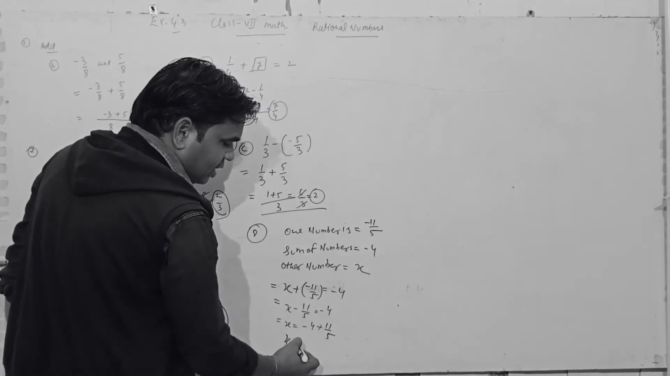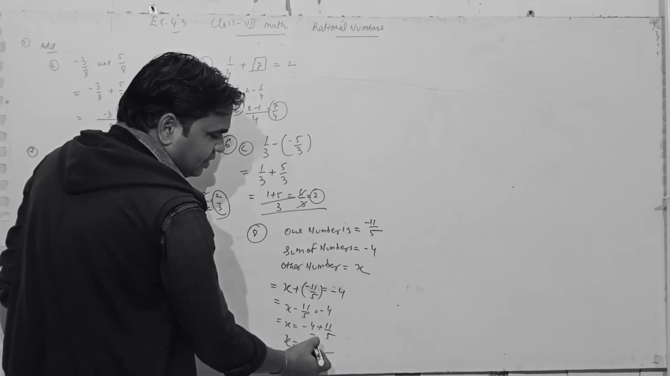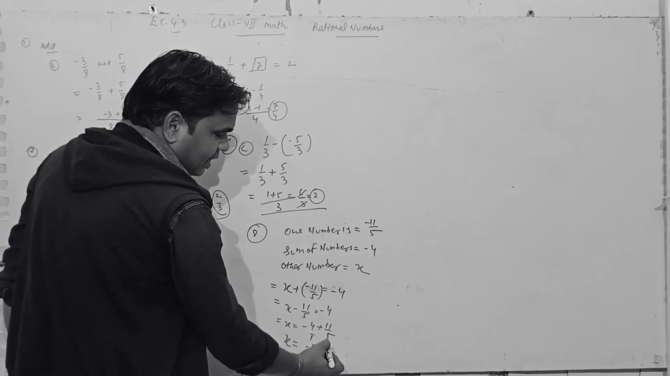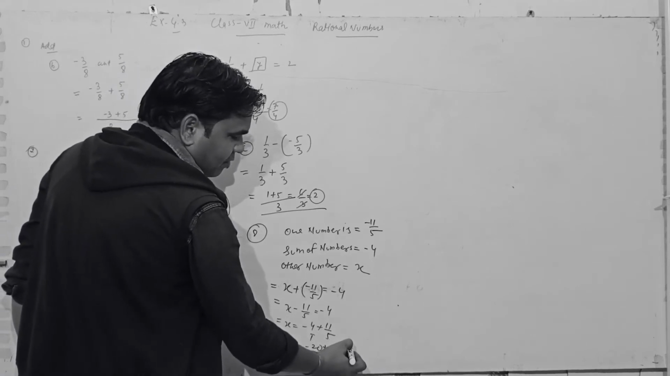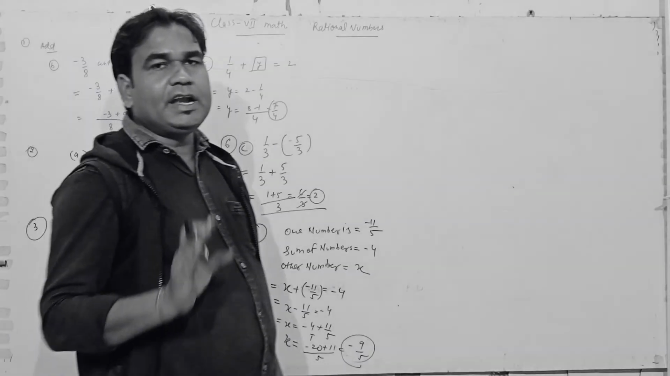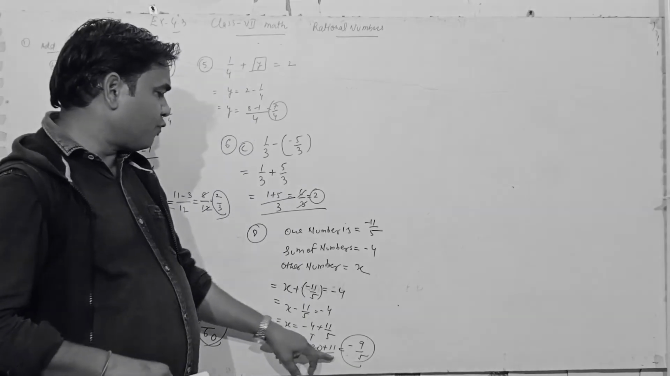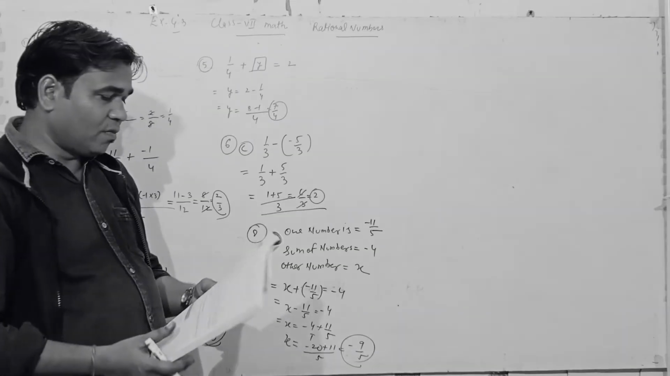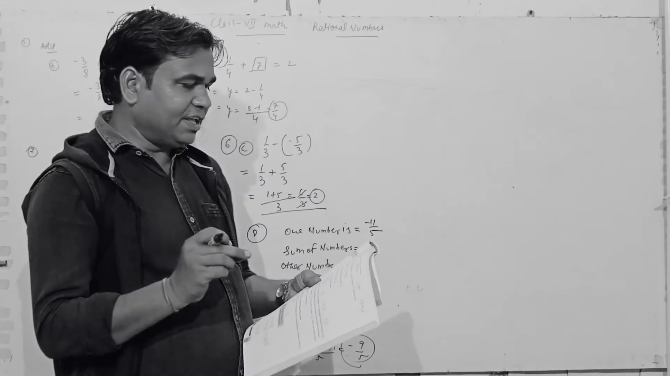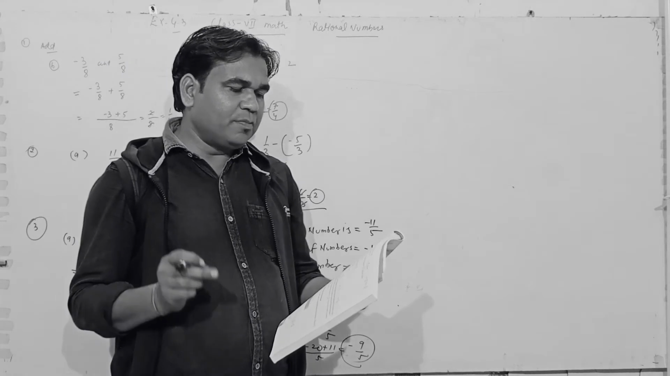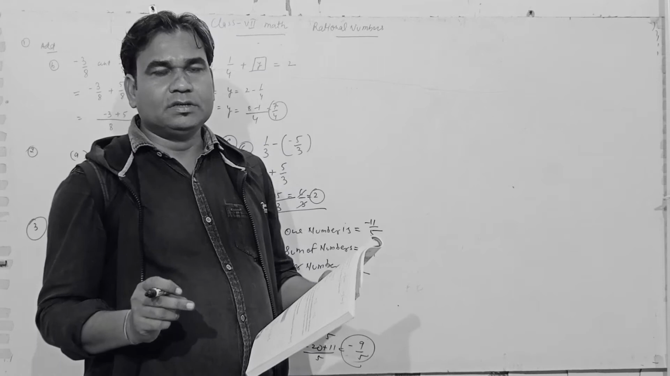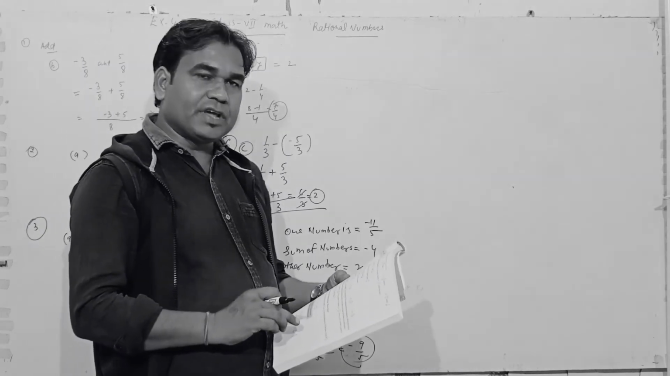So we got here x equal to, LCM 5, and here minus 20 plus 11. So after that we got here minus 9 over 5. So the second number should be minus 9 over 5. So this is the answer of question number 8. And question 9 you also can do by this method. Find the rational number which is 3 more than minus 8 over 9. So you can do it yourself.